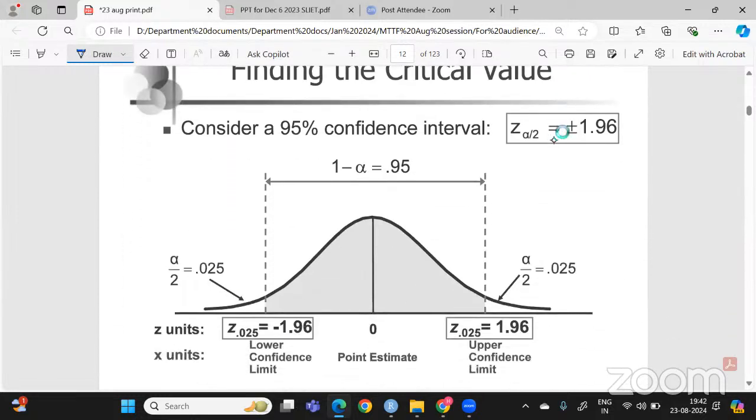Okay, so there is one example that will help you to understand the logic. We want to construct a 95% confidence interval when the parameter sigma is known to me. As already explained, this region is the 95% covered area of the standard normal distribution, and the left hand part and right hand part show 2.5% on both sides. This is called the lower confidence limit. This is called the upper confidence limit. This is our point estimate.